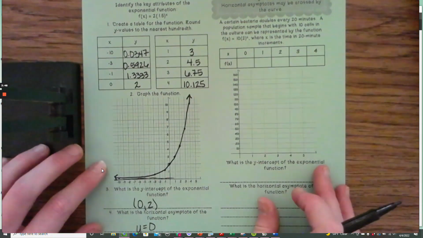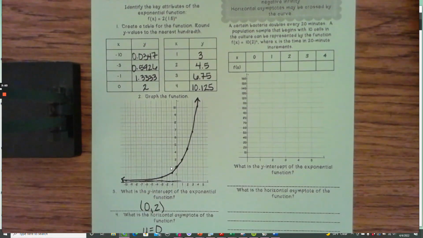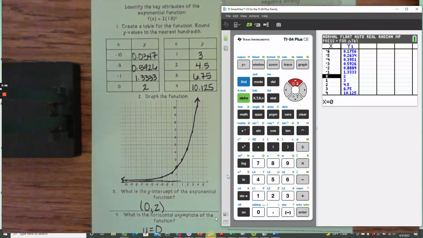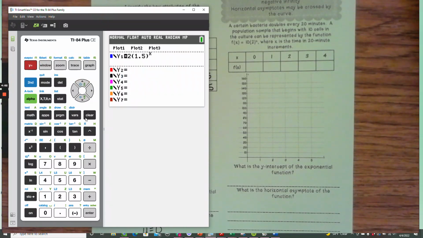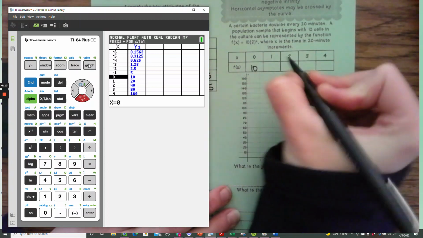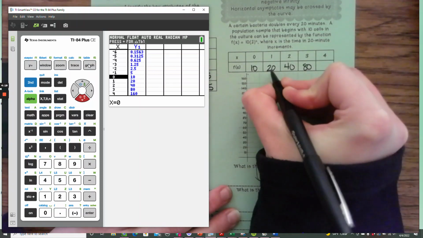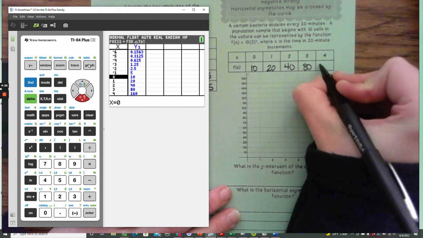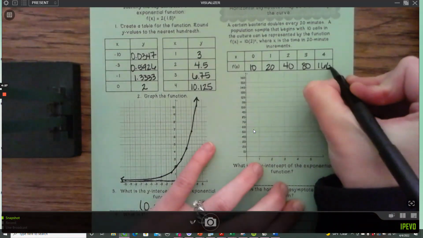Alright, the next one says a certain bacteria doubles every 20 minutes. A population sample that begins with 10 cells in the culture can be represented by the function f of x equals 10 times 2 to the x, where x is the time in 20-minute increments. Same deal here, we are going to create a table first, starting at 0. So 0 is 10, 1 is 20, 2 is 40, 3 is 80. You can see it's doubling every time. And then 4 is 160.